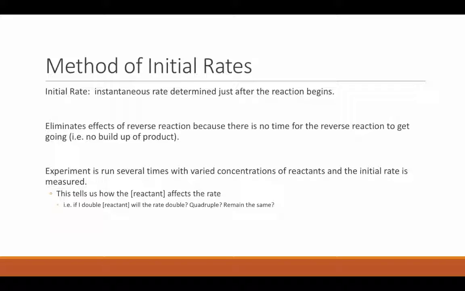In the method of initial rates, we run experiments several times with different concentrations of reactants, and we measure the initial rate of the reaction. Using this data, we can determine what effect the concentration of the reactant has on the initial rate. In other words, if we look at two trials between which we double the reactant concentration, what will this do to the rate? Will the rate double, meaning it's first order, quadruple, meaning it's second order, or remain the same, meaning it's zero order? The best way to understand this method is by looking at some examples.